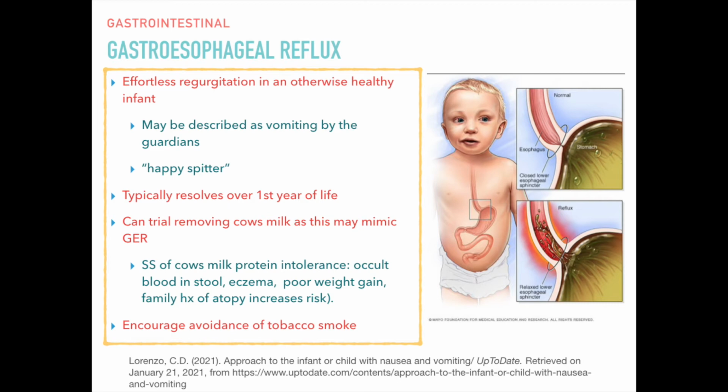All right, so gastroesophageal reflux is another common complaint in the pediatric population, and it's defined as an effortless regurgitation in an otherwise healthy infant, also known as a quote-unquote happy spitter. Typically resolves over that first year of life, although you can trial removing cow's milk from their diet, as cow's milk protein intolerance can actually mimic gastroesophageal reflux. And symptoms of cow's milk protein intolerance include blood in the stool, eczema, poor weight gain, and then a family history of atopy increases the risk. Also, we're going to want to encourage avoiding tobacco smoke as always, but in particular, this can worsen the symptoms.